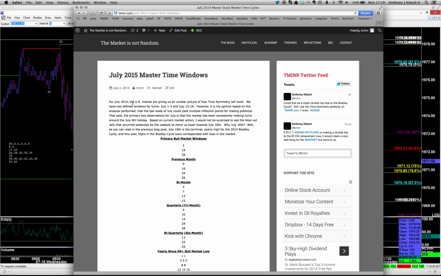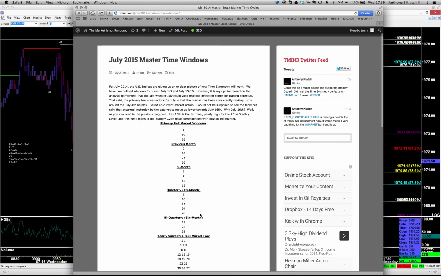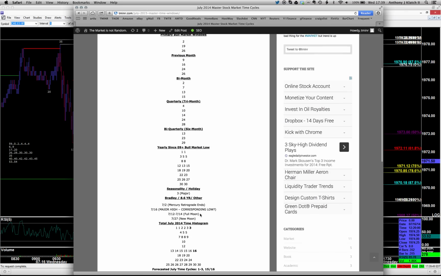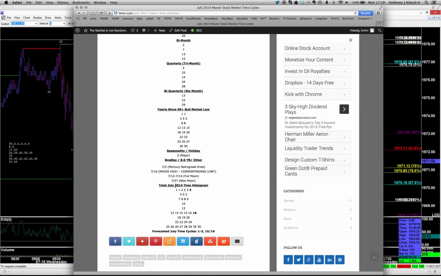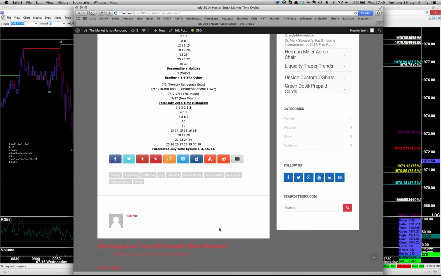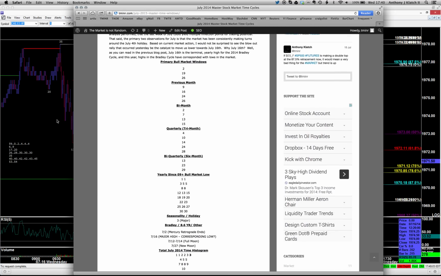On this date, I outlined the master time windows for July, and if you scroll down, you'll see that I highlighted two specific time cycles, July 1st through 3rd and July 15th through 16th. Again, I posted this on July 2nd, 2014 on the blog. Now, let's go and look at the market.